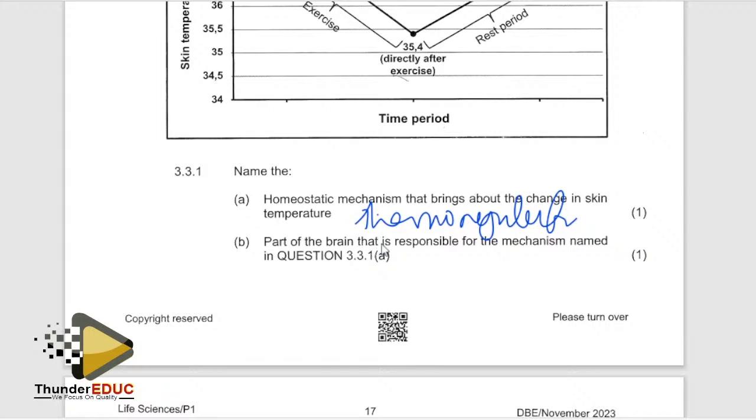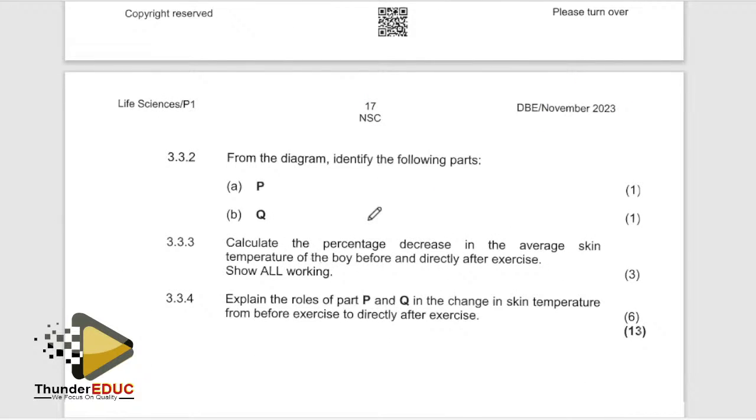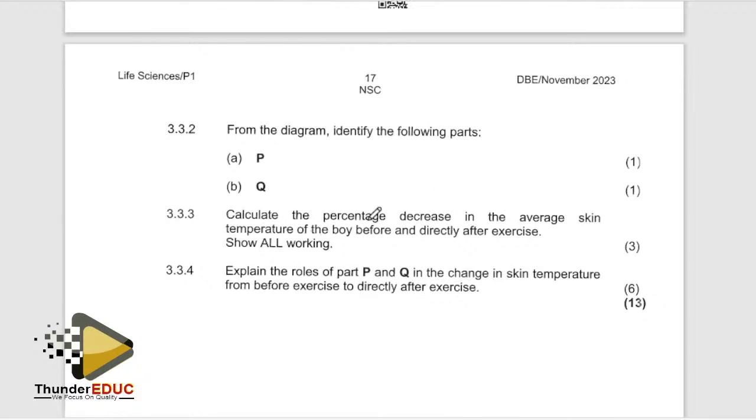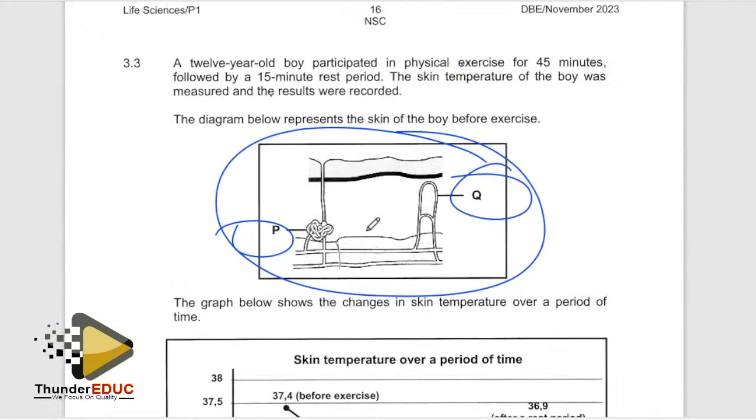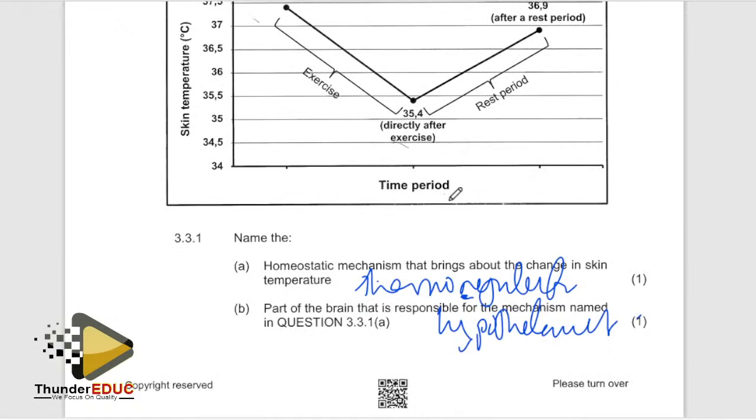They're saying the part of the brain that is responsible for the mechanism named above. Which part of the brain is responsible for thermoregulation? It is the hypothalamus. Yes, so we know that. Then they're saying identify the parts from the diagram. So we say that P is the sweat gland, while Q is the blood capillaries.